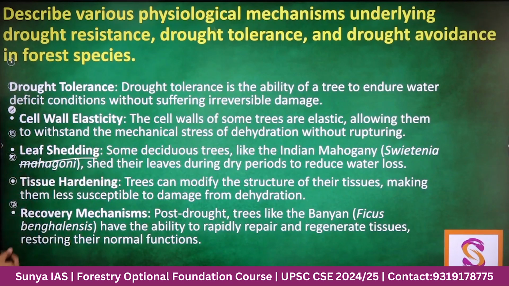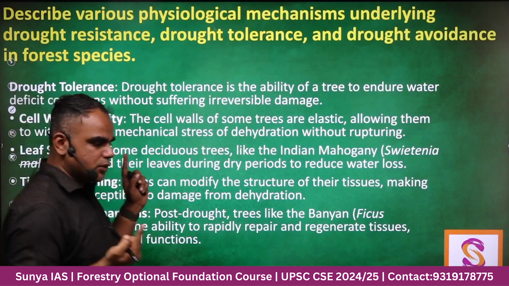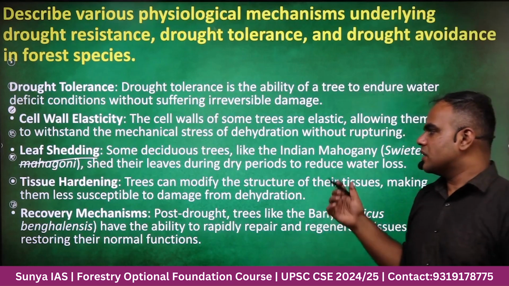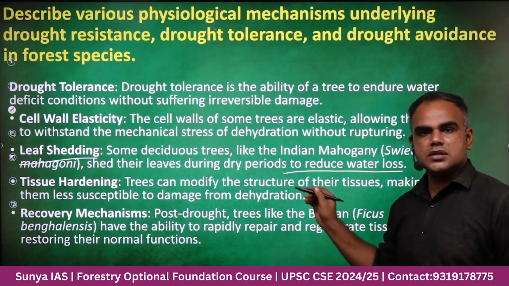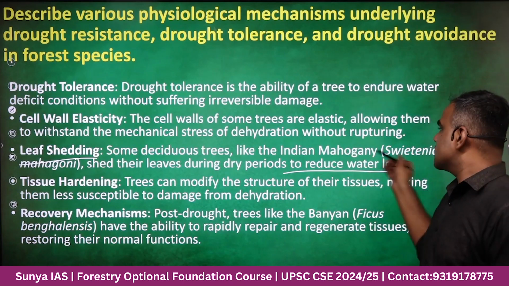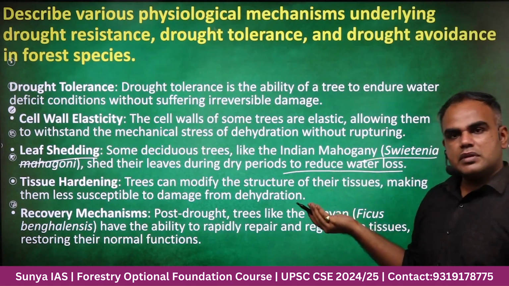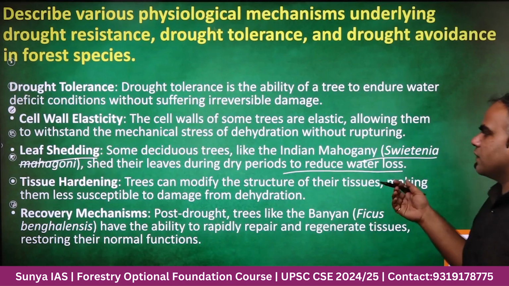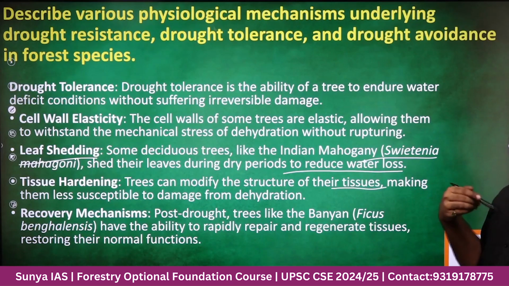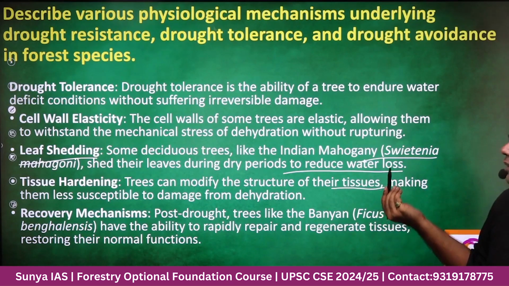Leaf shedding, etc. You already know this part. I've already explained that deciduous trees have a specific season for shedding their leaves, and the reason is that they want to reduce water loss. When you write deciduous, do mention, let's say, mahogany. Tissue hardening can also happen: if the trees can modify the tissue, they can make it less susceptible to damage.